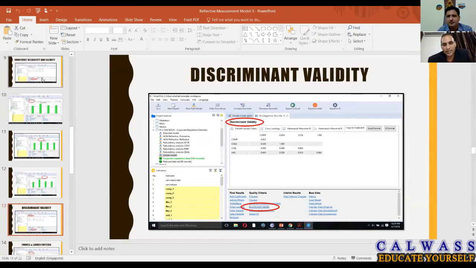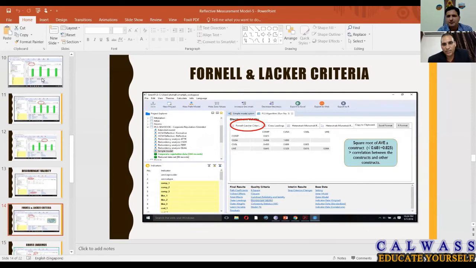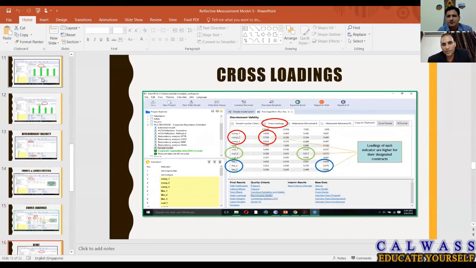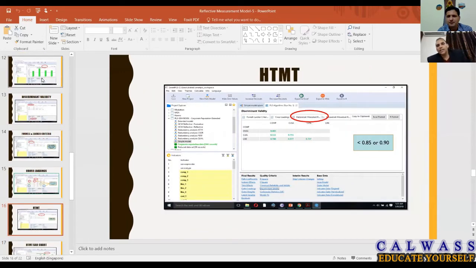For discriminant validity, we have mentioned three criteria. We use HTMT. For HTMT, the cutoff is it should be less than 0.85 or 0.90. So we have references that tell us about this cutoff point.